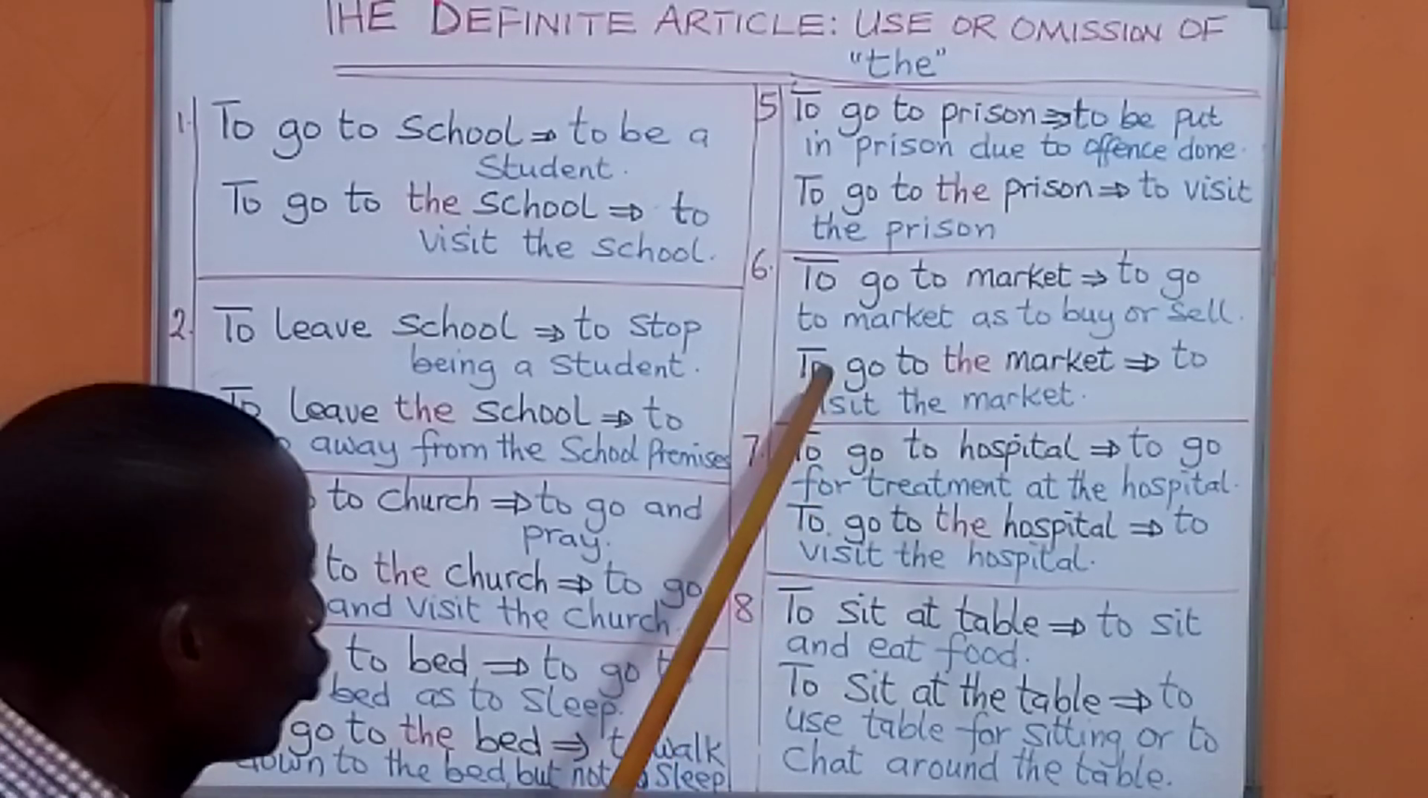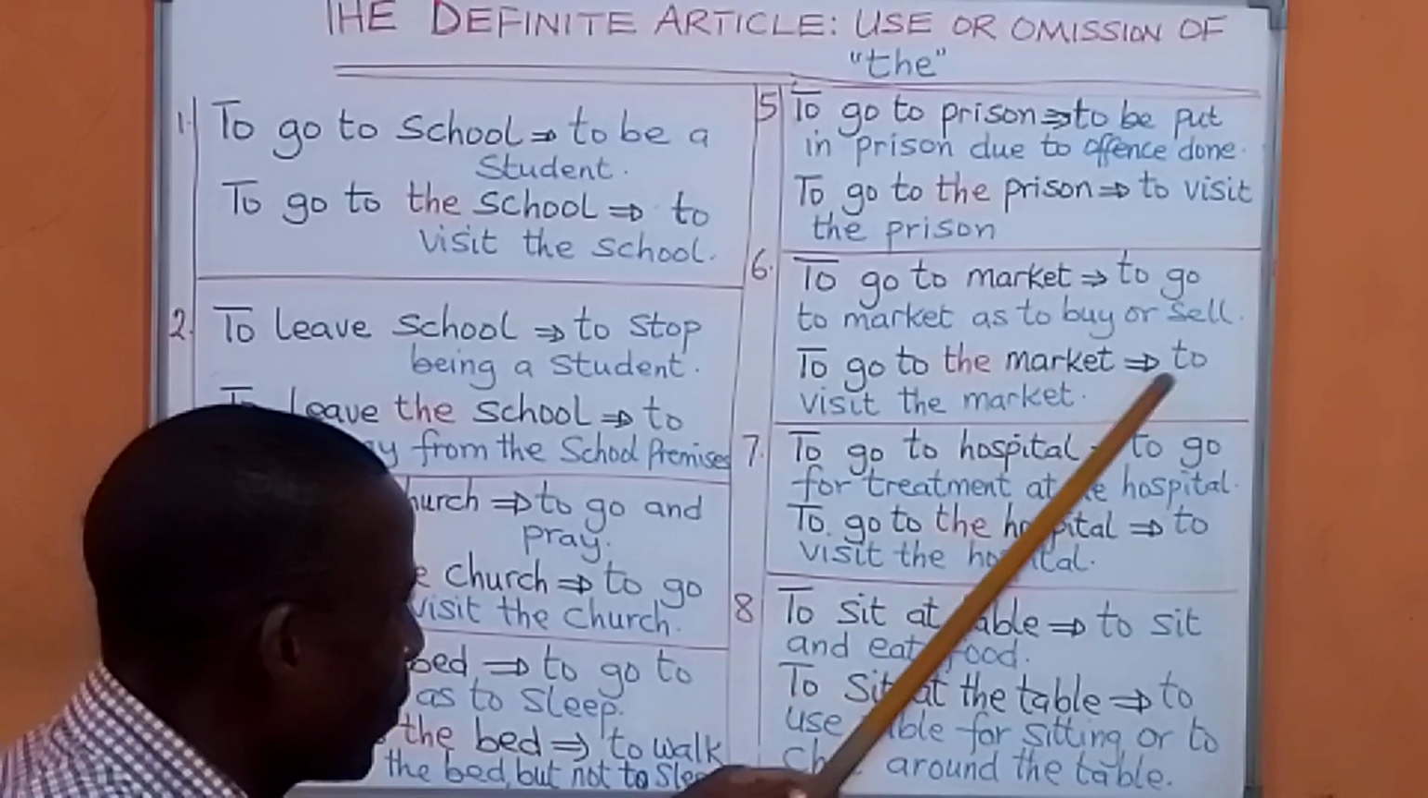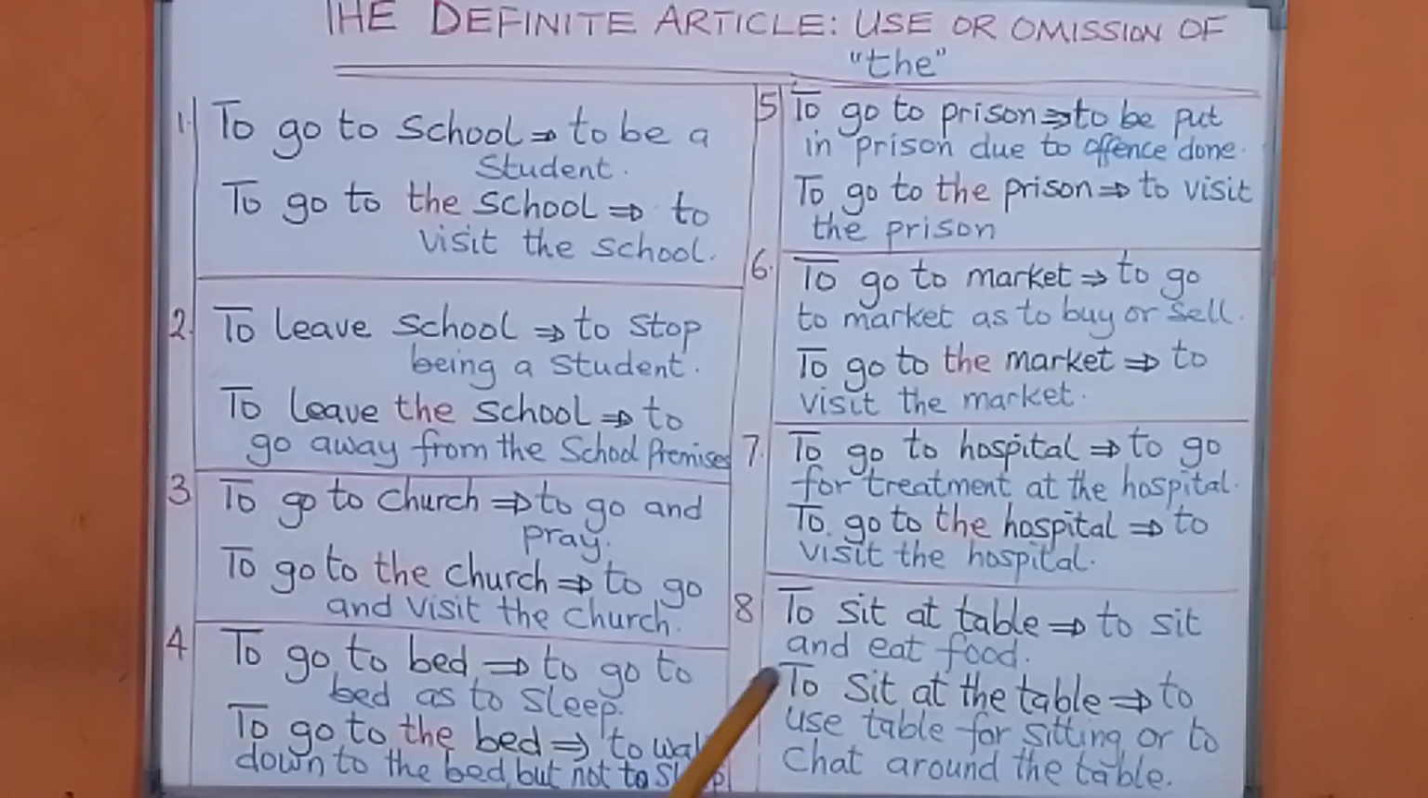But when you say to go to the market, it means like window shopping. You are not going there to buy. You are not going there to sell. You are only going there to visit the market, to visit the marketing facility or the building and go. Just like a picnic. That is to go to the market. But if you are going there to buy or sell, you say, I go to market.